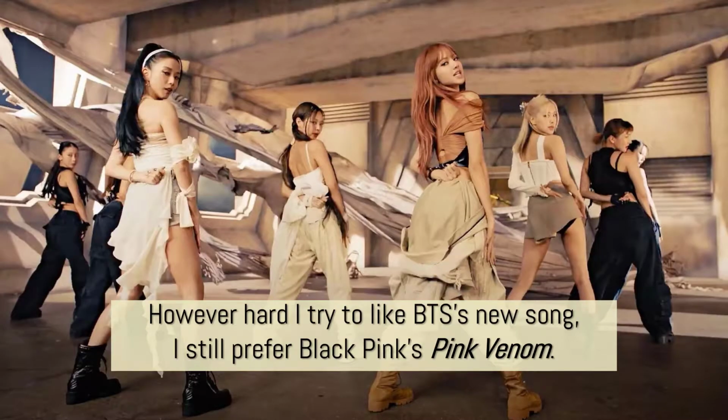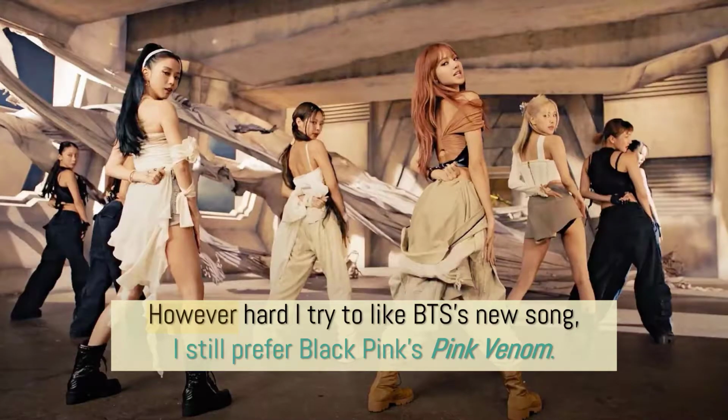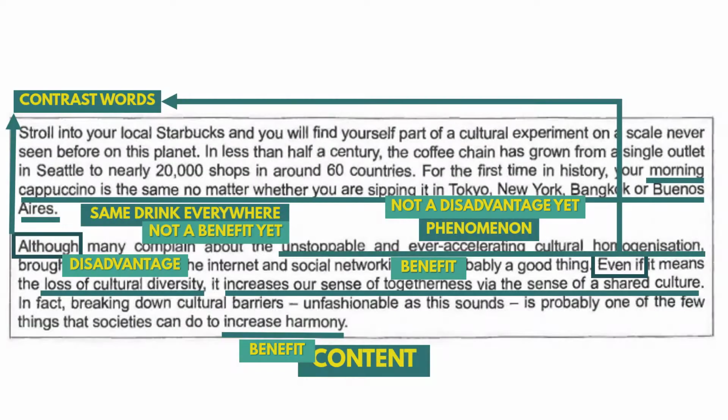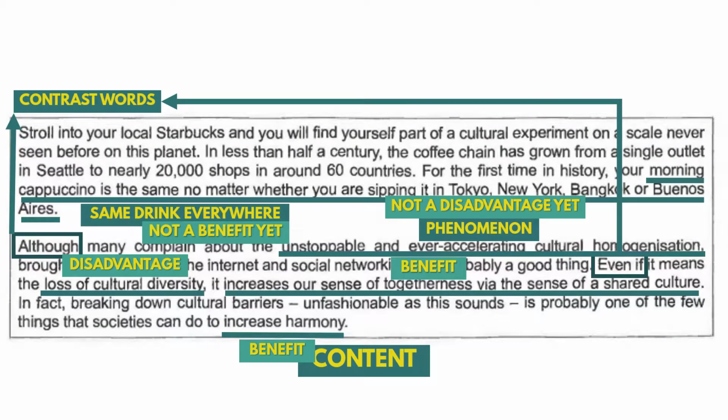However hard I try to like BTS's new song, I still prefer Blackpink's Pink Venom. "However" is placed in front, so the second part is actually more important, where we talk about Blackpink's Pink Venom. So it's not about the liking of BTS's new song; that's not the focus and not as important as the second part of the sentence. If we were to look at the previous paragraph, the benefits are actually placed at the back, which is the second part of the sentence, hence they are more important. So this entire paragraph is talking about the benefits or the positive effects of globalization of culture.